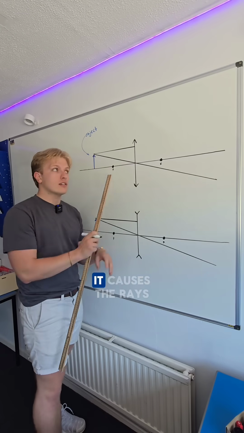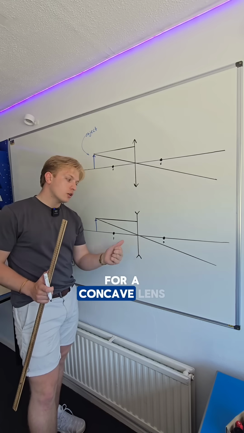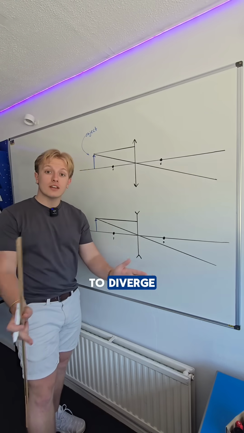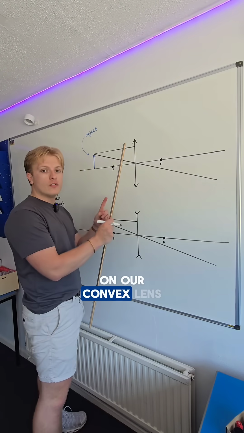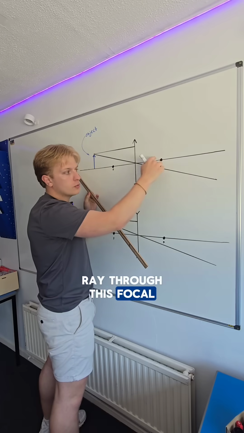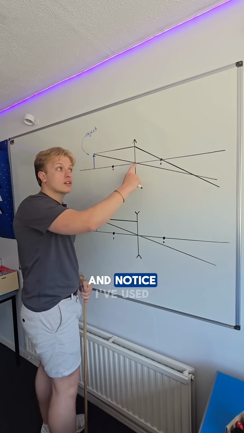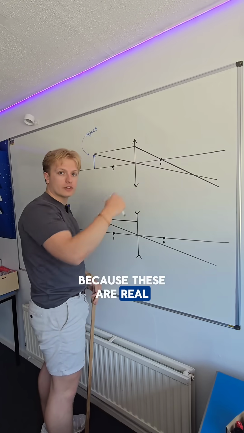So for a convex lens, it causes the rays of light to converge, which means go inwards. However, for a concave lens, it causes the light to diverge, which means separate. So on our convex lens, the ray needs to bend inwards. So we continue this ray through this focal point until it meets our other light ray we've drawn here. And notice I've used a complete line here because these are real rays.